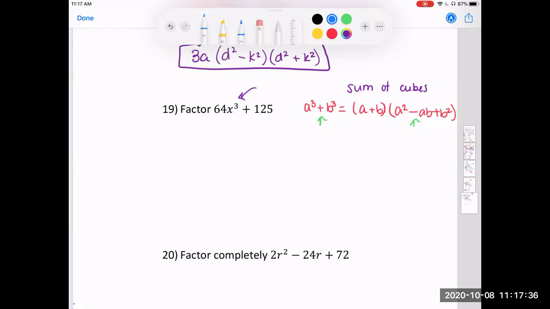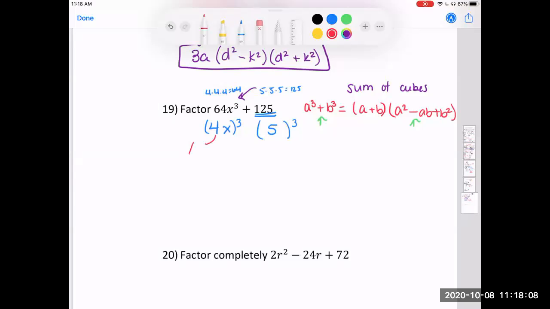Okay, now what I need to do is think of these numbers as something to the third power. Let's start with 125. I know 5 times 5 times 5 is 125, so I'll do 5. Now 64. 4 times 4 times 4 is 64. So I'll write a 4. And that x, I divided by 3, so it just gives me 1x.